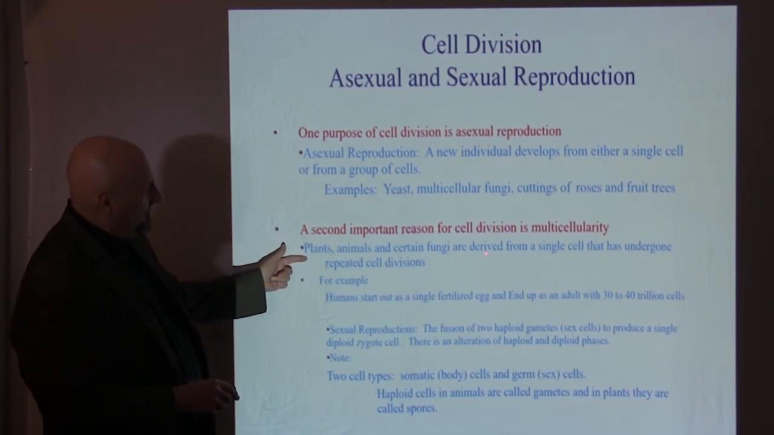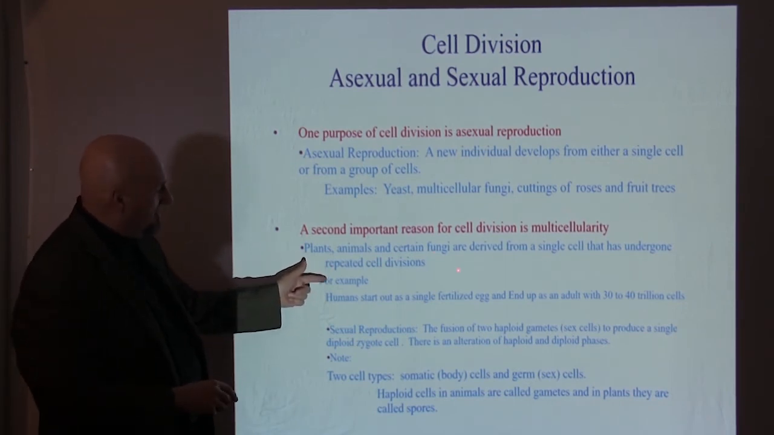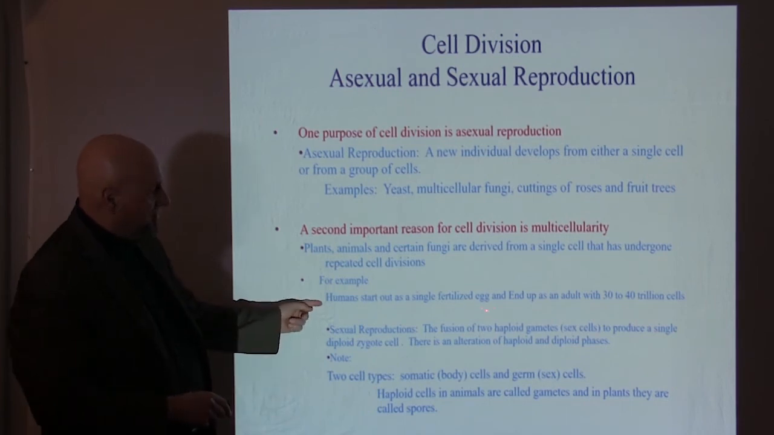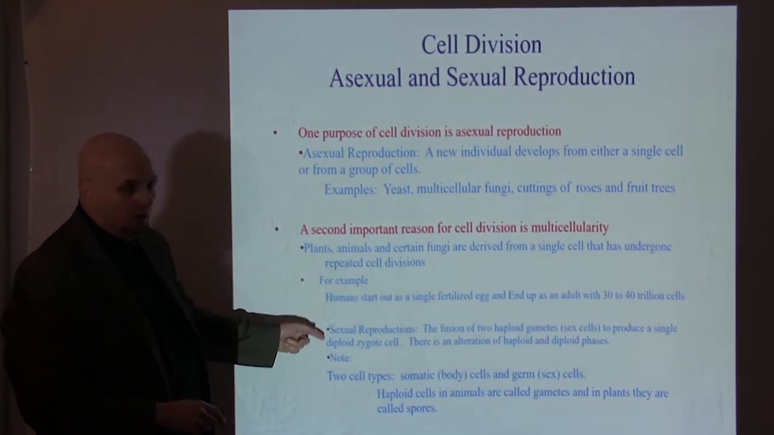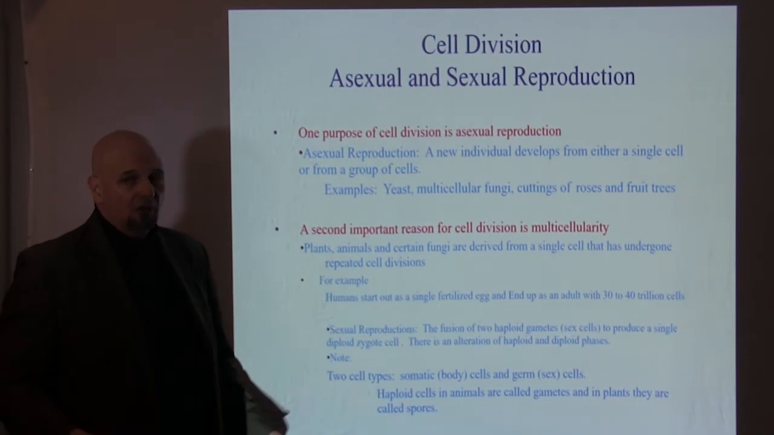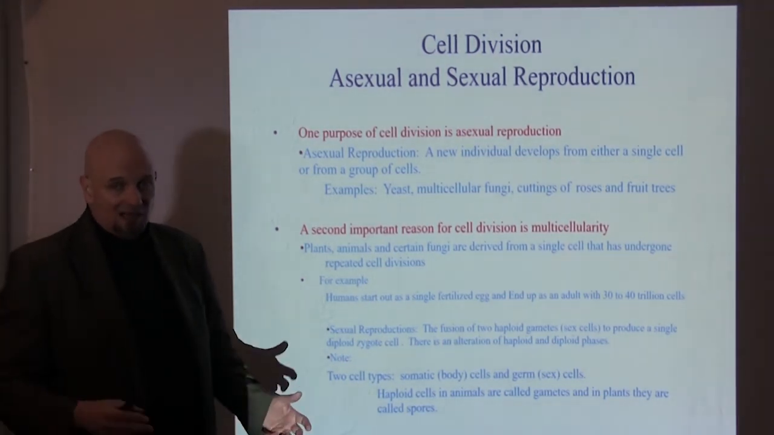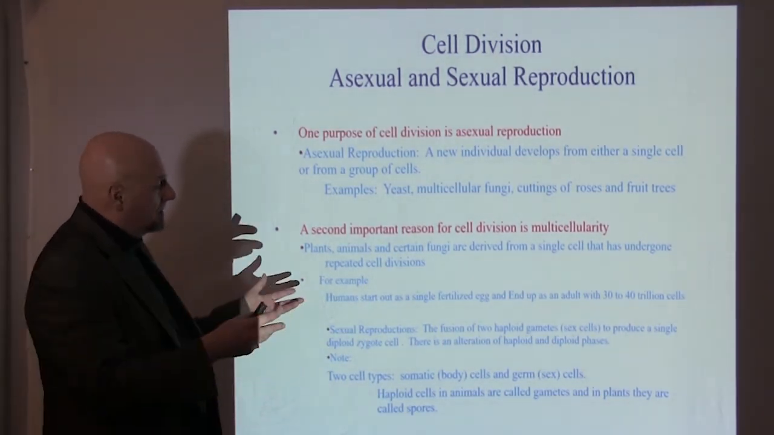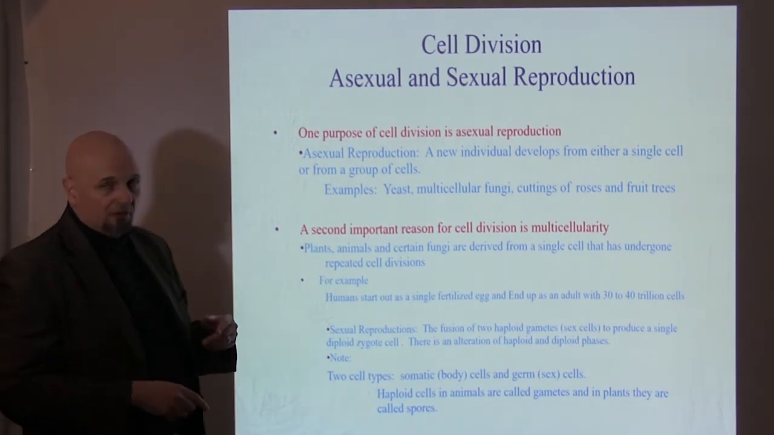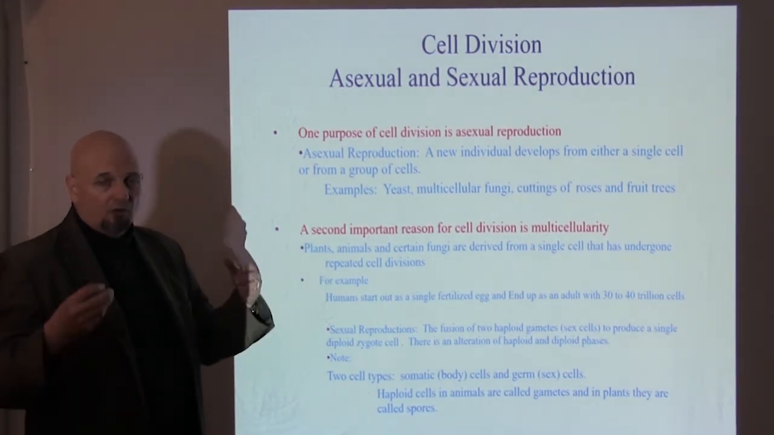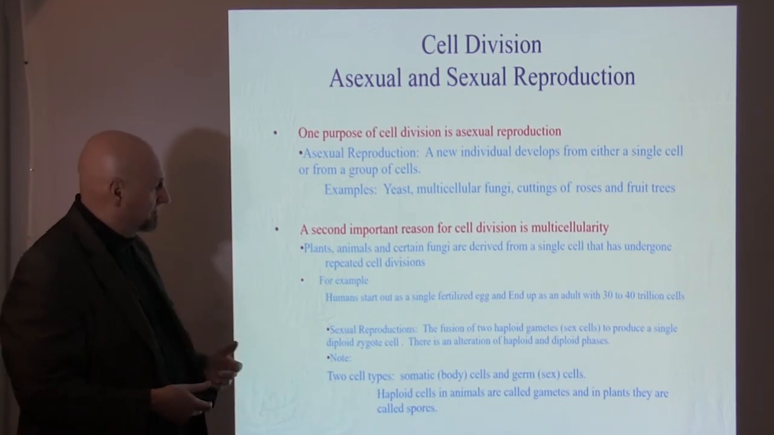Plants, animals, and fungi are derived from a single cell that has undergone repeated cell division. So humans start off as a single fertilized egg and end up being an adult with 30 to 40 trillion, possibly 100 trillion cells. This is sort of a conservative number, and some people are a little more liberal with the number, and they say it might be 100 trillion.